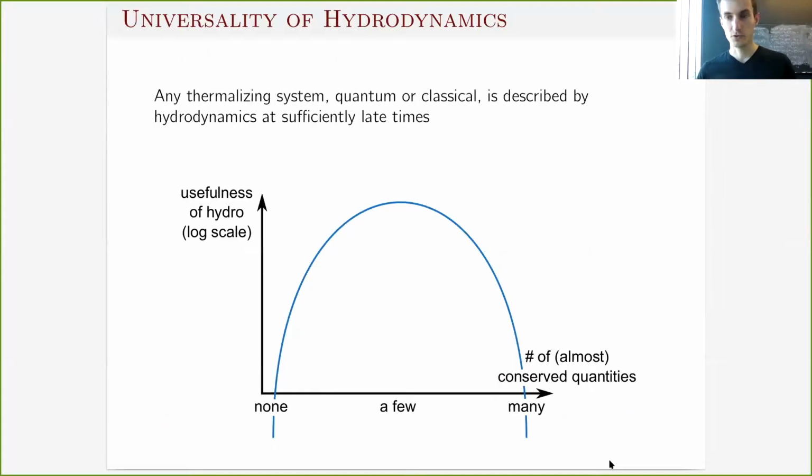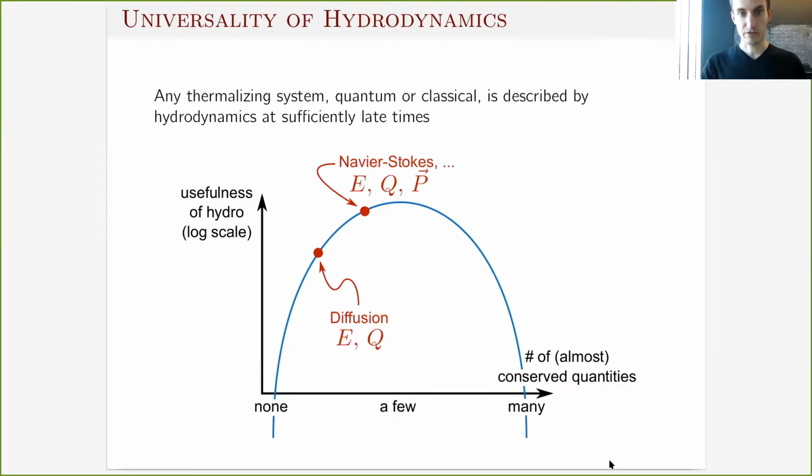All right, so let me first convince you about why you should care about hydrodynamics. The reason we care about hydrodynamics is that it's really ubiquitous. It's thought to emerge in any interacting system, whether quantum or classical, at finite temperature and late times. Which form of hydrodynamics will emerge depends on the symmetries of your system or the conserved quantities. For example, if you have conserved energy or charge, this often leads to diffusion. And sometimes if you have conserved momentum, this will lead to the Navier-Stokes equation and so on.